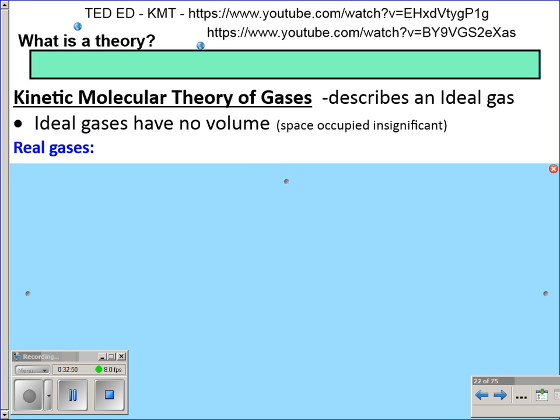But for real, come on. Gases, they matter, right? So if they matter, don't they have volume?